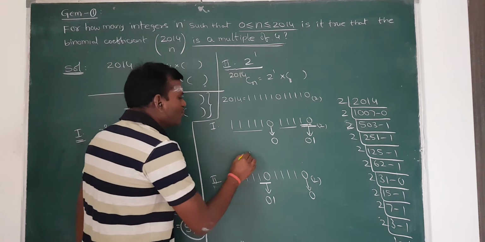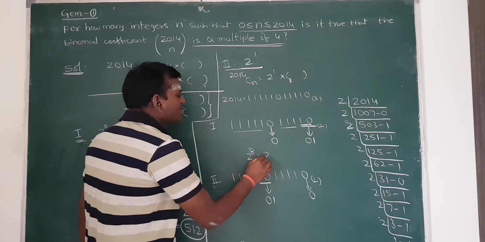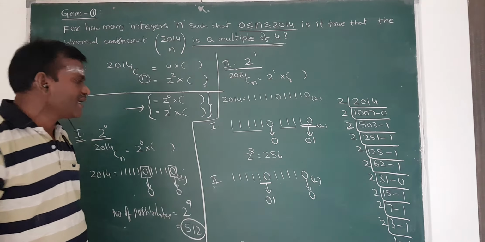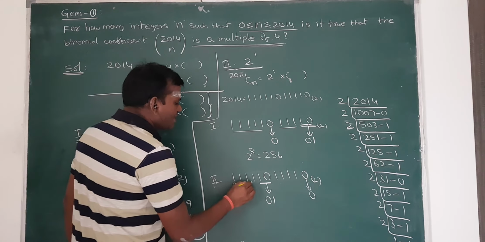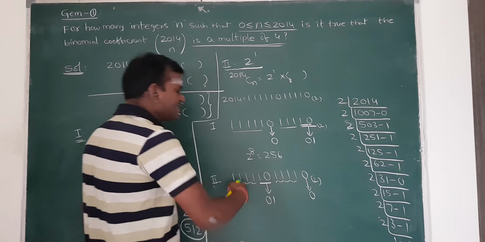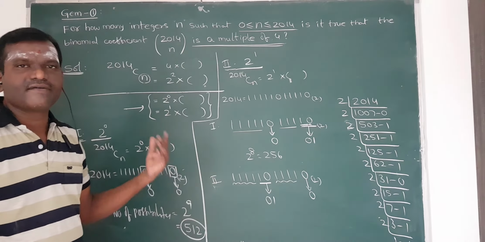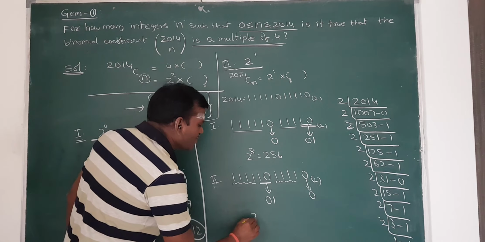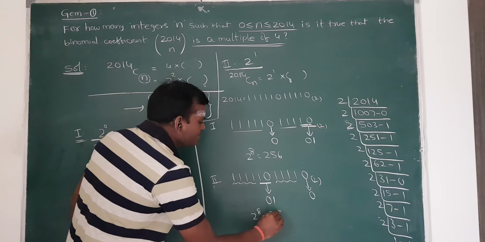So that I am getting 2 power 8 numbers. That means 256 numbers are possible here. Similarly here also, these are the 4 ones and these are the 4 places. In these 8 places, I can keep any 0 or 1. So that's why here also 2 power 8 possibilities are there.